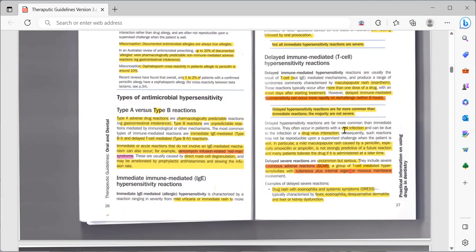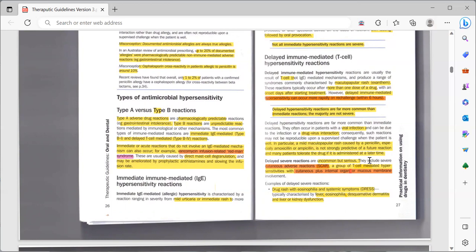They often occur in patients with a viral infection and can be due to the infection or a drug-virus interaction. Consequently, such reactions may not be reproducible upon a supervised challenge when the patient is well. In particular, a mild maculopapular rash caused by a penicillin, especially amoxicillin or ampicillin, is not strongly predictive of a future reaction, and many patients tolerate the drug if it is administered at a later time.